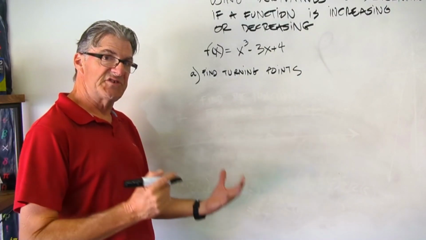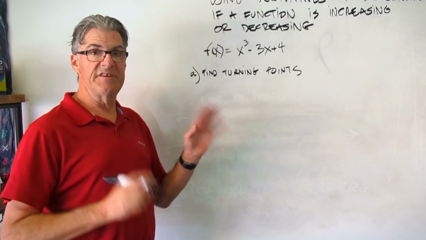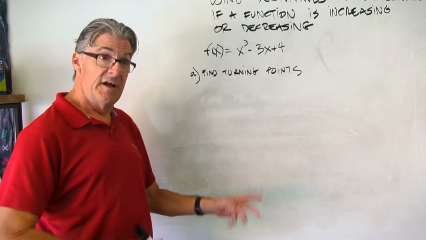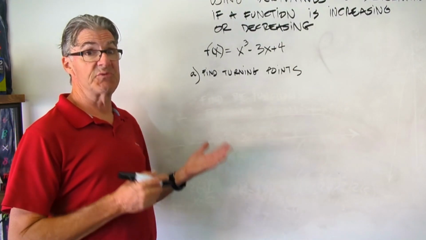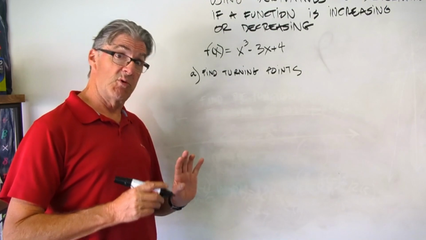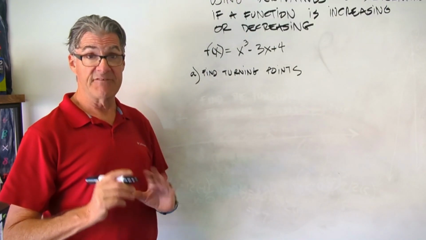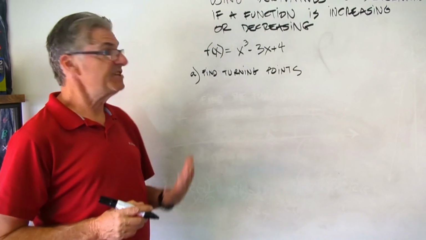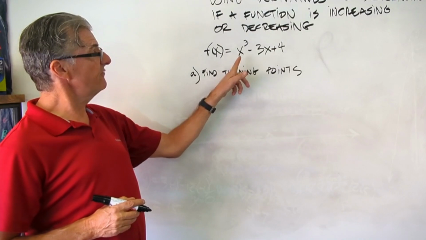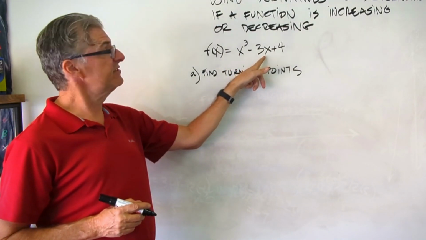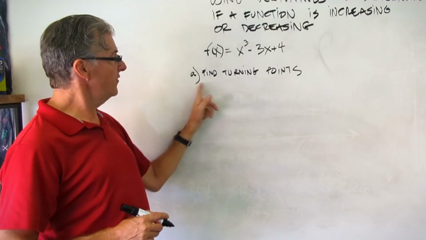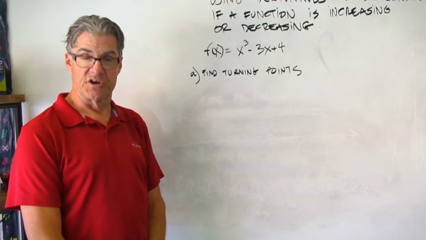Okay, now we're going to do the same thing with a different function, only this time we're not going to look at the graph, because if you understand what you're doing, you can answer all these questions without the graph. It's super important to understand what's happening with the graph, but basically you don't need it to answer these questions. So here's our function, another cubic, x to the third minus 3x plus 4. So the first prompt, find the turning points.